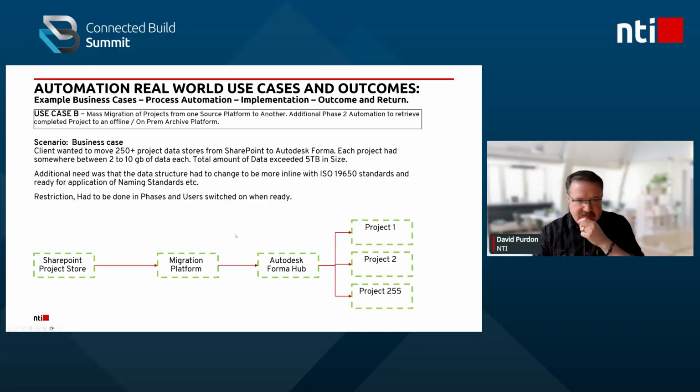Scenario 2 is a little bit more straightforward, so I won't spend too much time on this one. But the reality of it is we were approached by a client who wanted to move 250 projects off of SharePoint and move them to an equivalent project on Autodesk Forma. Each project had somewhere between 2 and 10 gigabytes of data, and the total amount was well in excess of 5 terabytes in size. It was nearer 10 by the time we went through the whole lot of versioning.